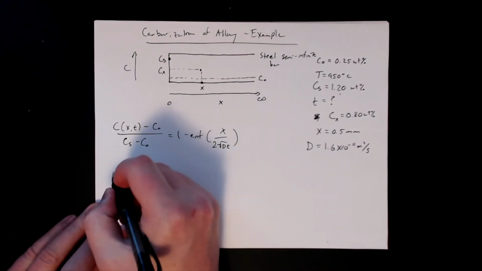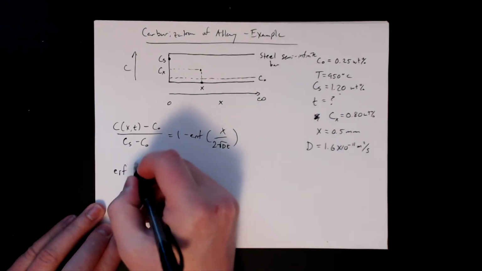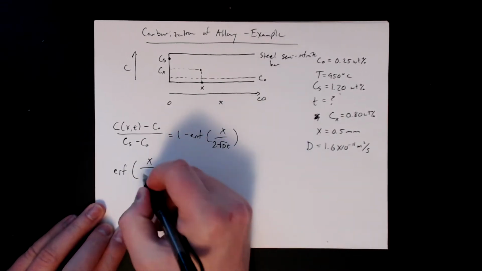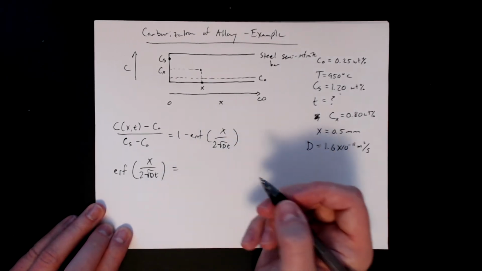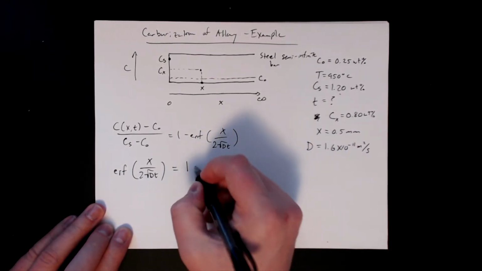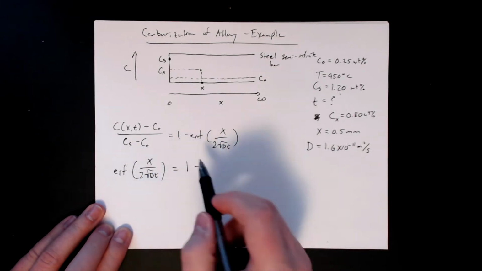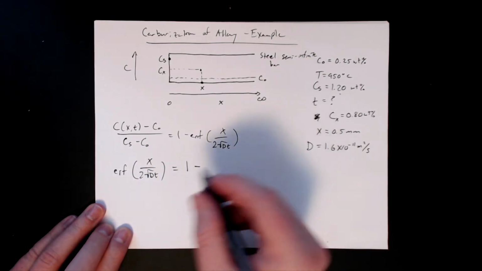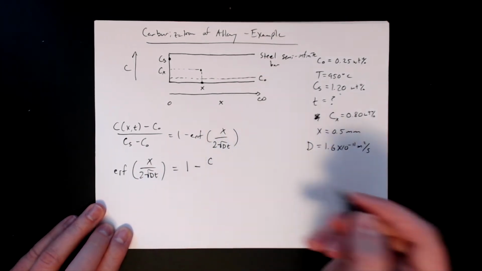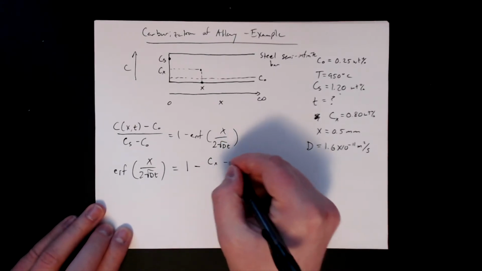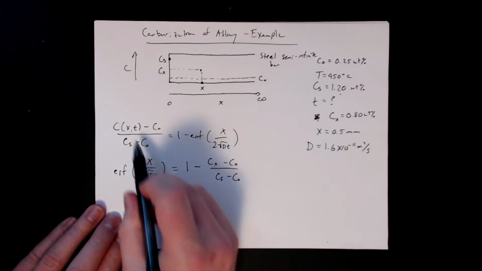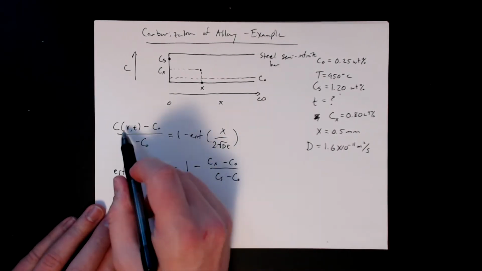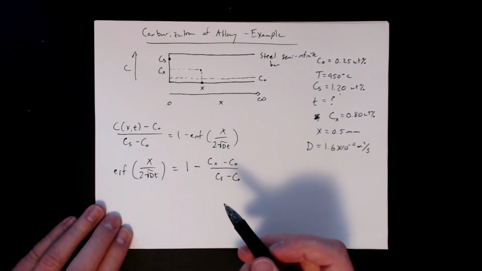So if we rearrange this expression, we get the ERF of x over 2 square root of Dt equals, and then that's going to be 1 minus this term over here. So I basically flipped the expression, just rearranged it. So we have this. And for this, I'm just getting rid of this. I'm just calling this CX because that's the same thing as what's up here, right?